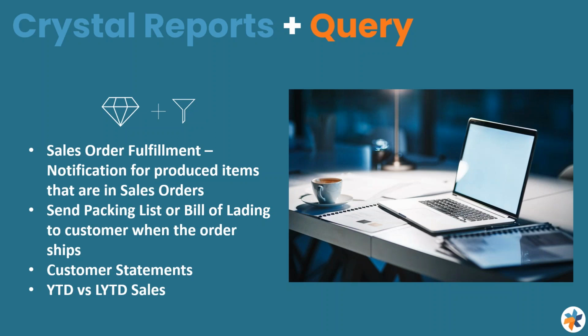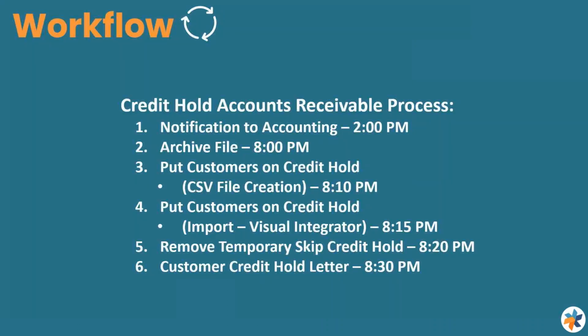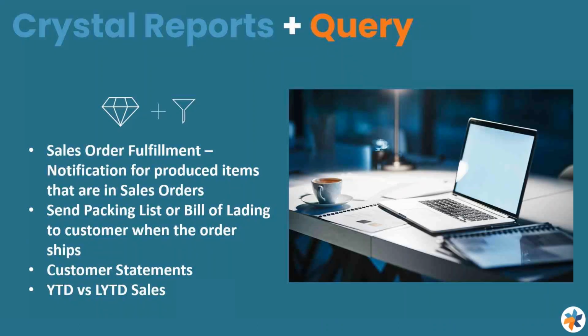One of the few things that we have done for our customers is a sales order fulfillment report, notification for produced items that are in sales orders, for example, sending a packing list or a bill of lading to customers when the order ships, right? So as you can see, you have a trigger there that will query the report to be sent over once the order ships, for example.